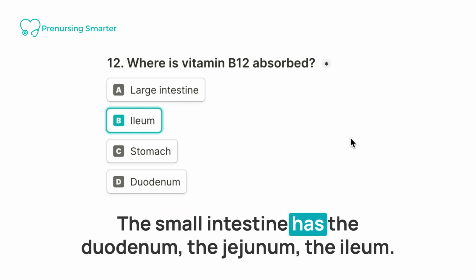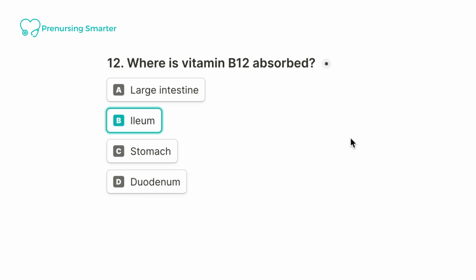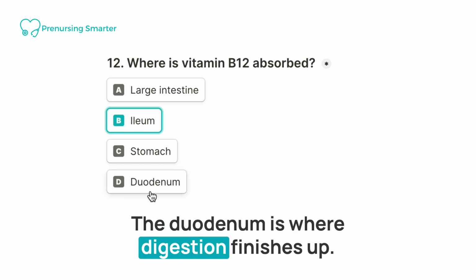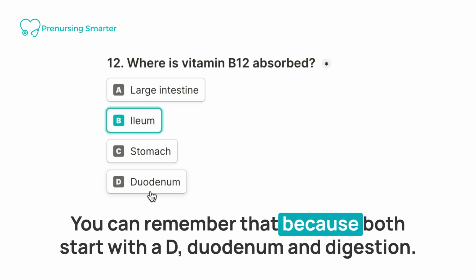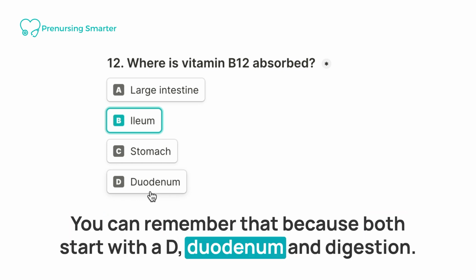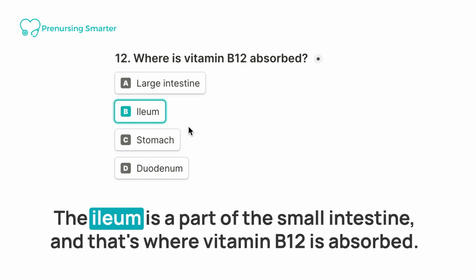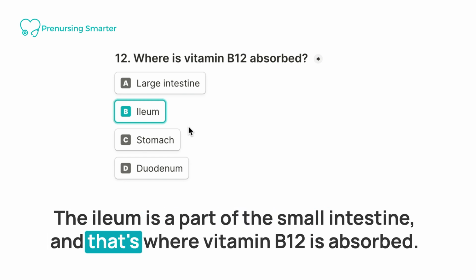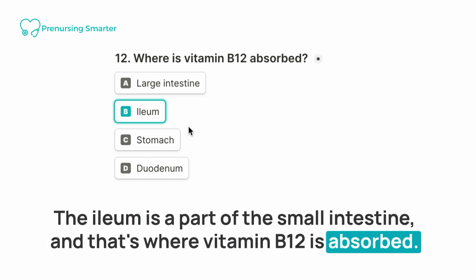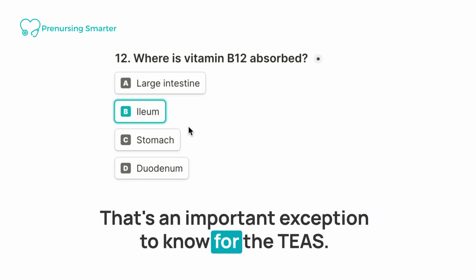The small intestine has the duodenum, the jejunum, the ileum. The duodenum is where digestion finishes up. You can remember that because both start with the D, duodenum and digestion. The ileum is a part of the small intestine, and that's where vitamin B12 is absorbed. That's an important exception to know for the TEAS.